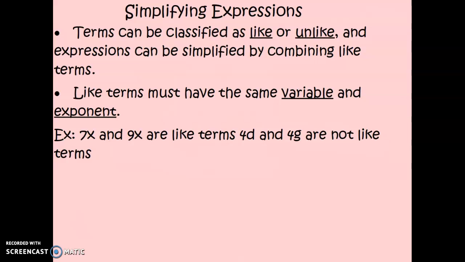Like terms must have the same variable and the same exponents. So 7x and 9x are like terms, because they both have the same variable. They do not have to have the same number, just the same variable. And we see it right here, they both have an x. And 4d and 4g are not like terms because they have different variables. So be careful with that.